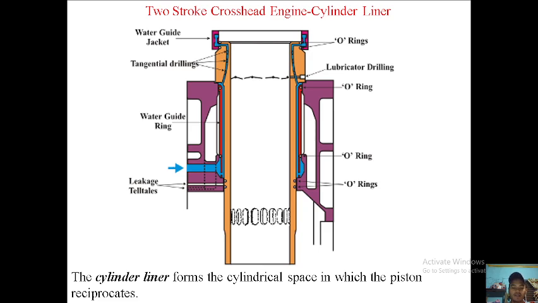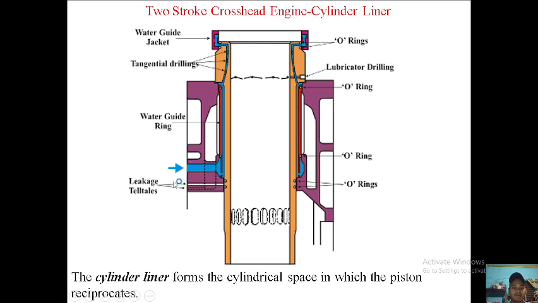Okay, so we also have the cylinder liner, which forms the cylindrical space in which the piston reciprocates. So, dyan dumadaan yung ating piston. The piston moves inside the cylinder liner, moves up and down. So, also in the liner, we have a jacket cooling. So, we have here a cooling water.